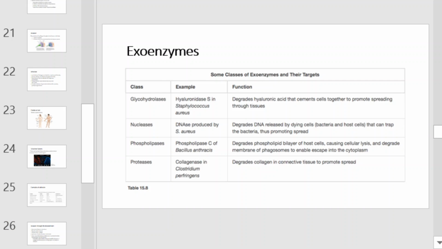This is a table of exoenzymes, listed by class, with example and function. Take a moment to familiarize yourself with the exoenzymes listed here before moving on in this video.